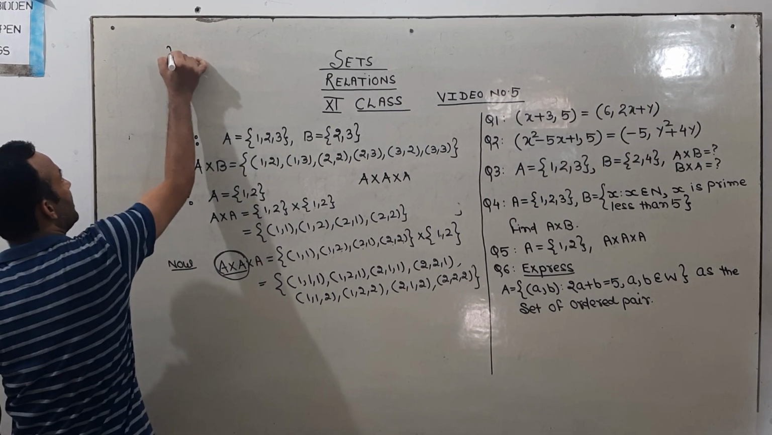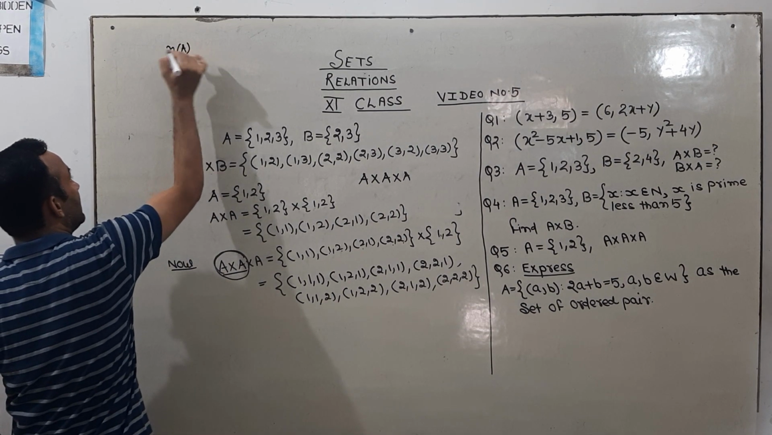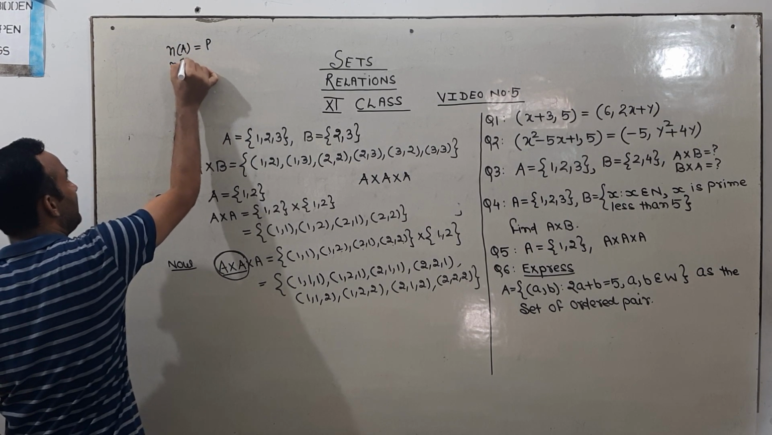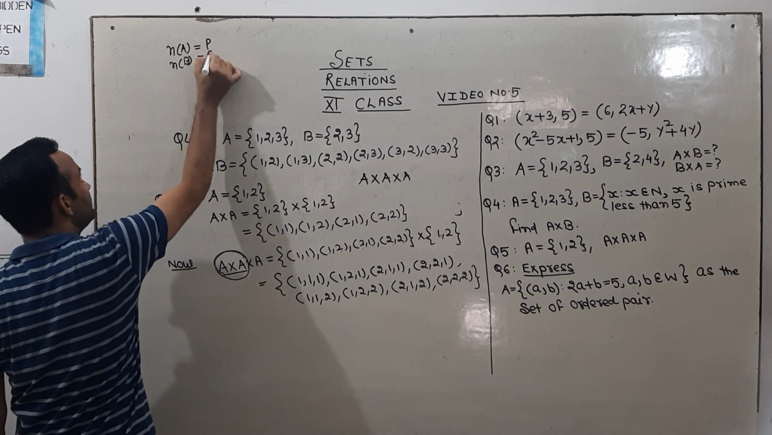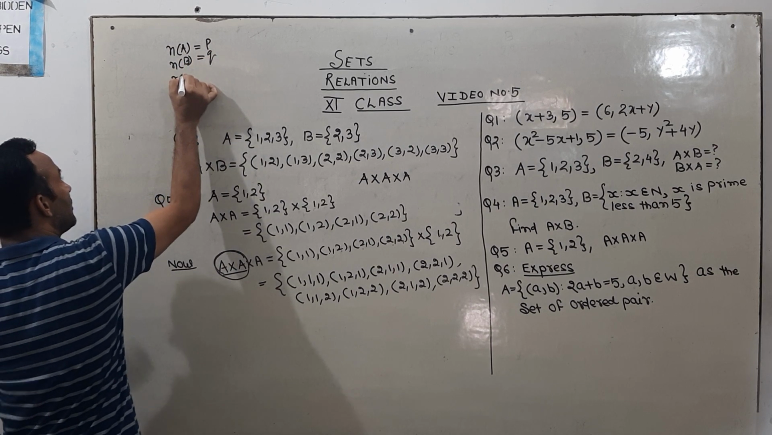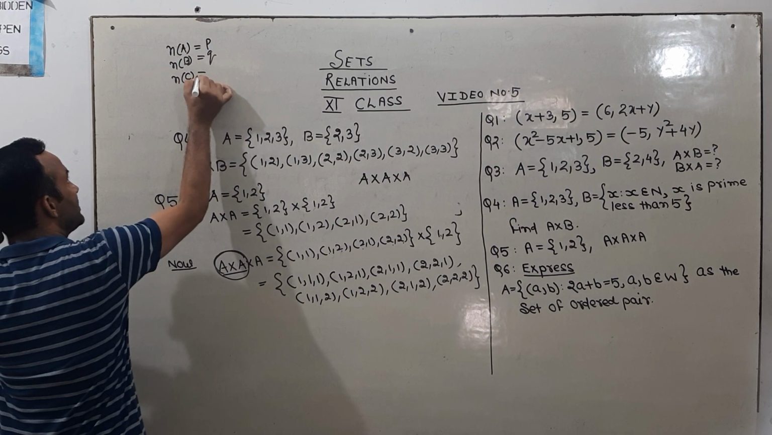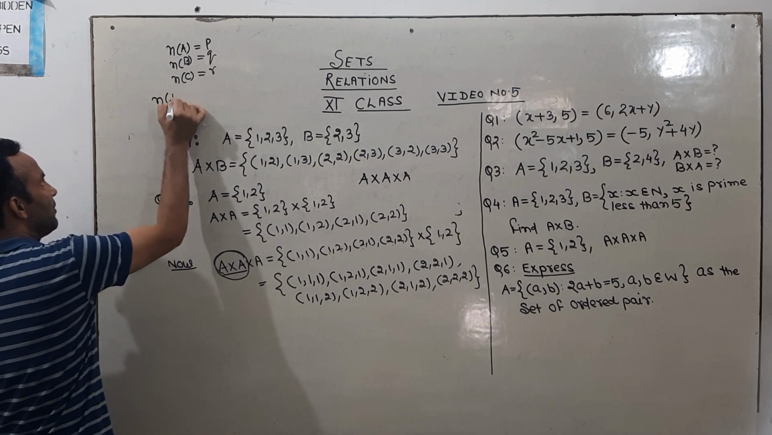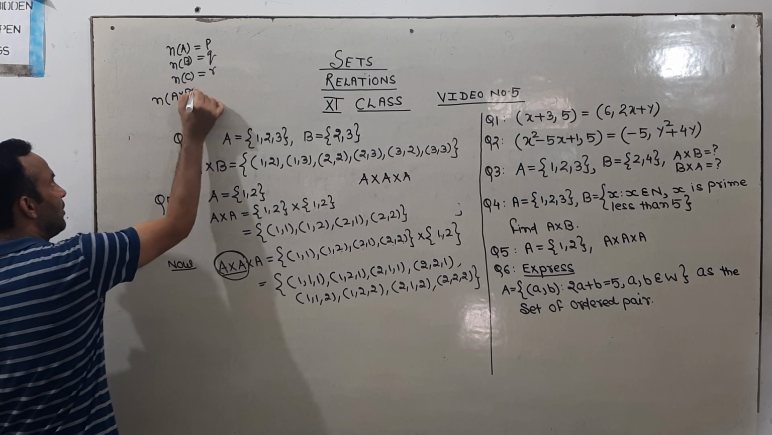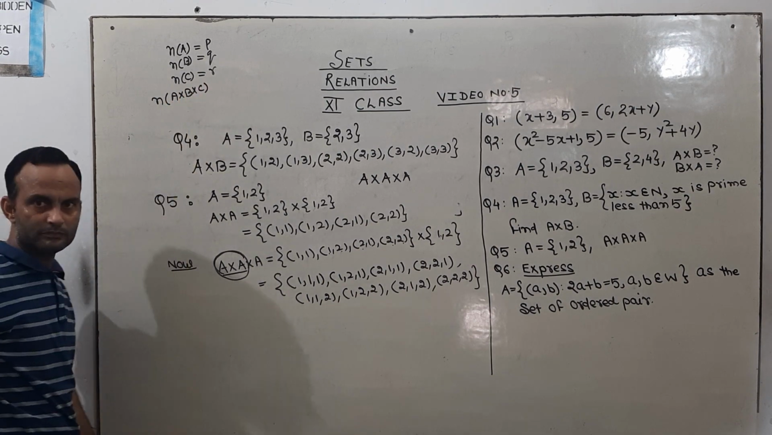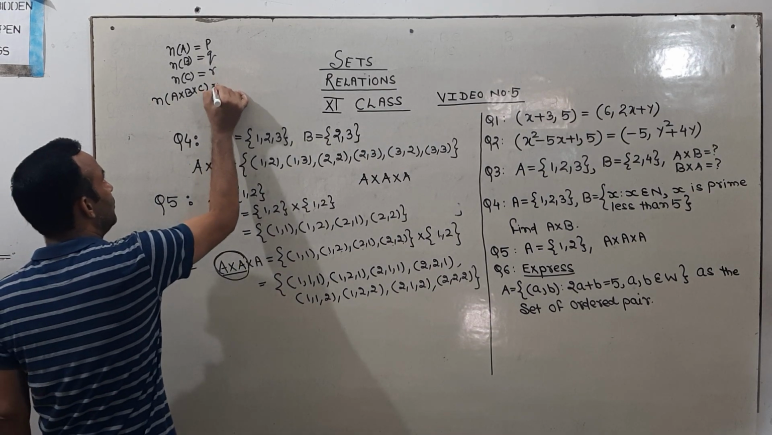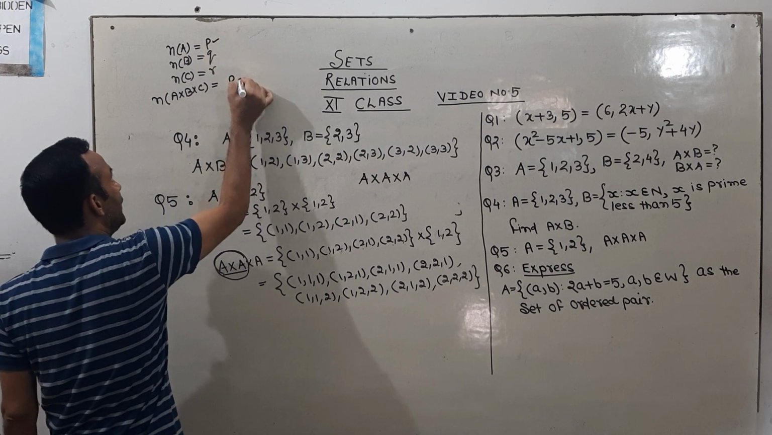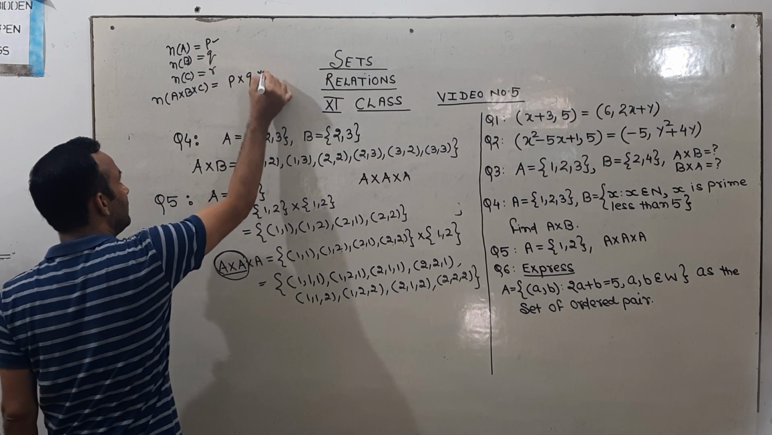If the cardinal number of set A is P, the cardinal number of set B is Q, and the cardinal number of set C is R, then what is the cardinal number of A cross B cross C? This is equal to P into Q into R.